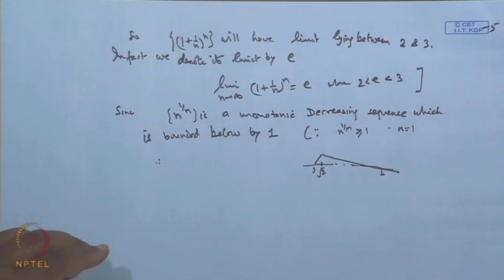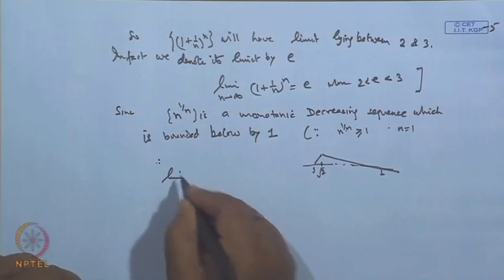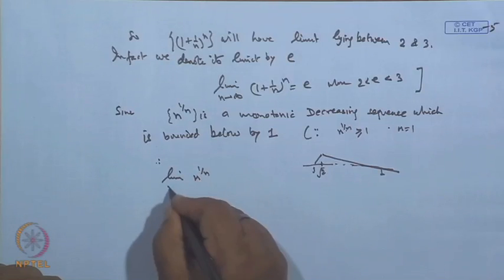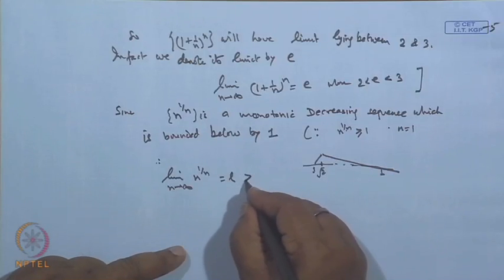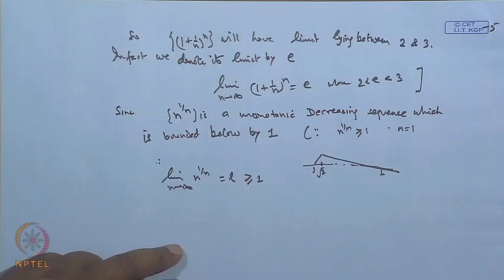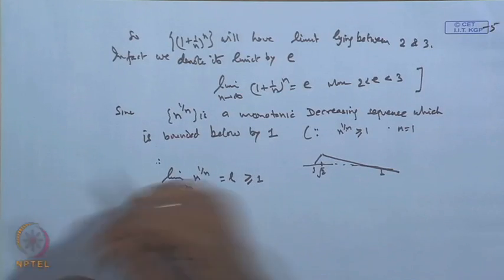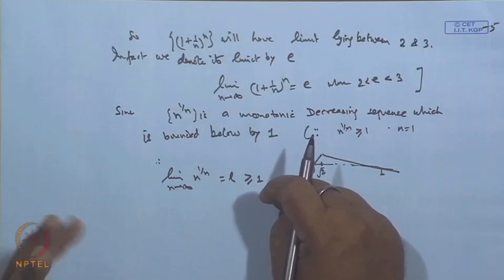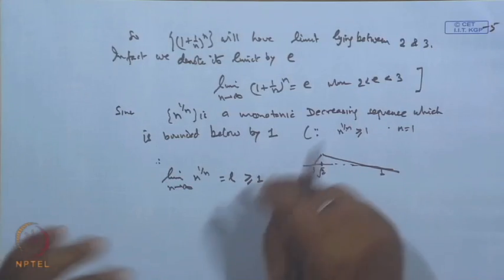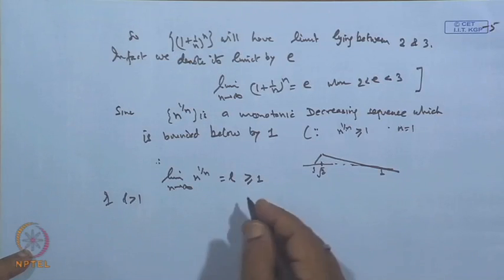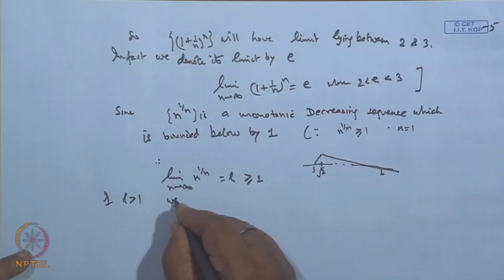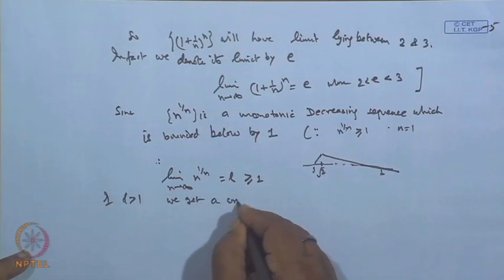n exists and we get the limit to be 1. Limit of n to the power 1 by n when n tends to infinity is L. Okay? We get limit. Now, this limit is greater than or equal to 1. Is it okay? Now, we claim L cannot be greater than 1. Now, if L is greater than 1, then again we get a contradiction.